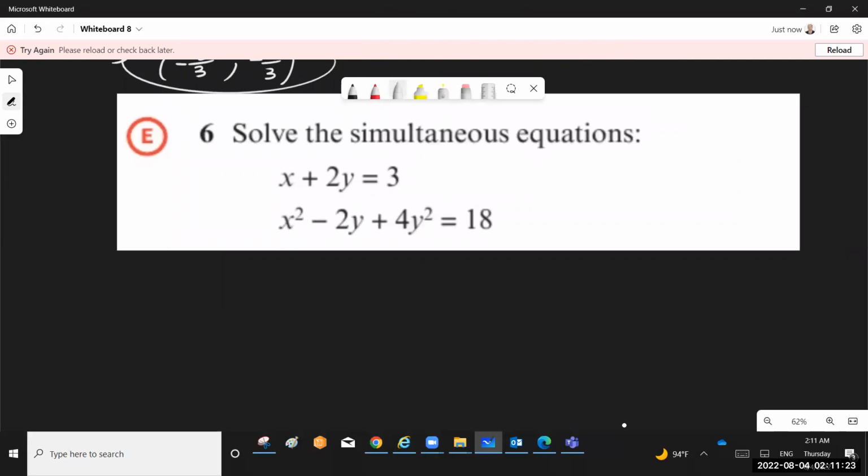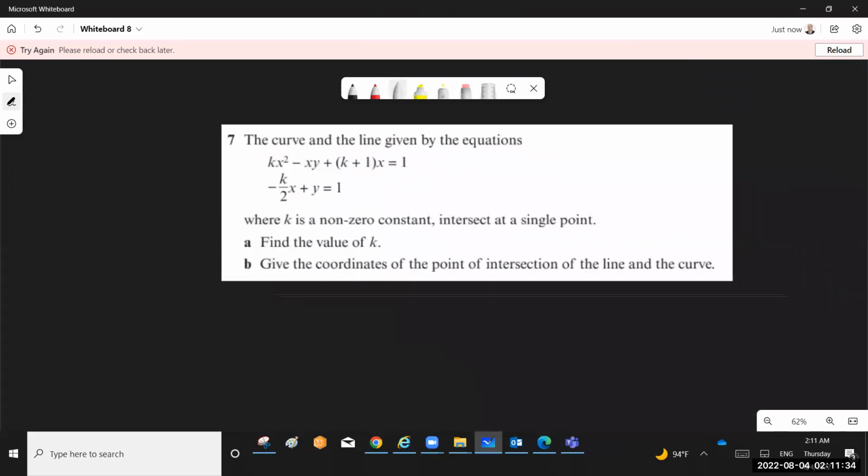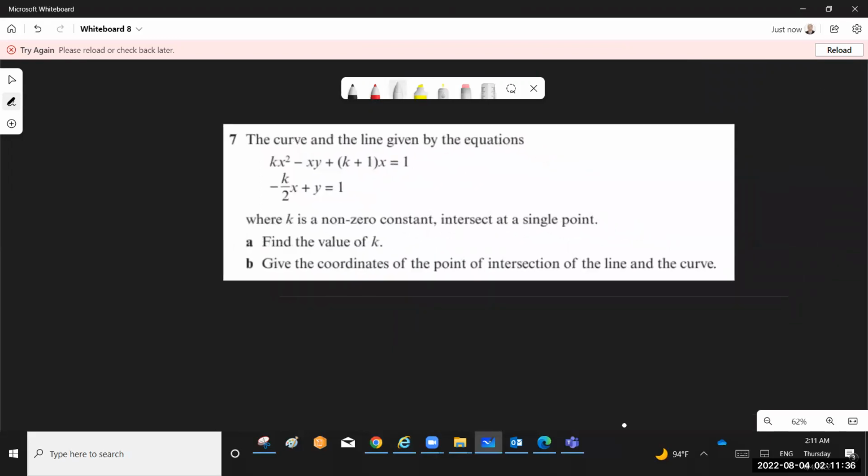I'd like to leave this question for you as a practice. Please solve it as homework and leave your answer in comments. And we have the last question in this video, question number 7. The curve and the line are given by the equations, this and this, now.